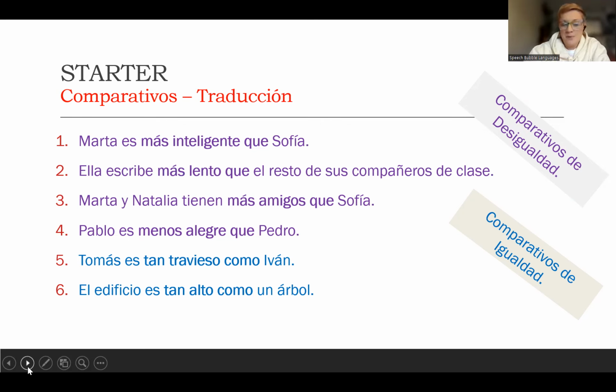Bottom then, we're hitting those comparativos de igualdad. Thomas es tan travieso como Iván. So Thomas is as naughty as Iván. And el edificio es tan alto como un árbol. The building is as tall as a tree.